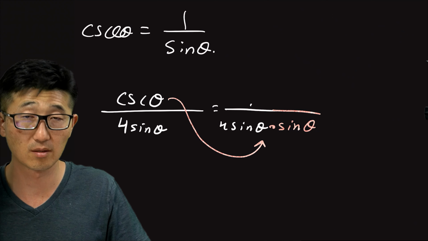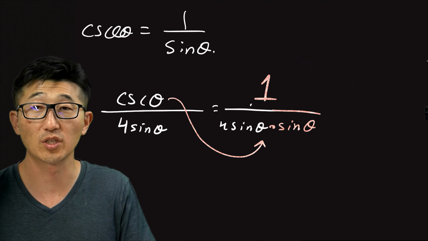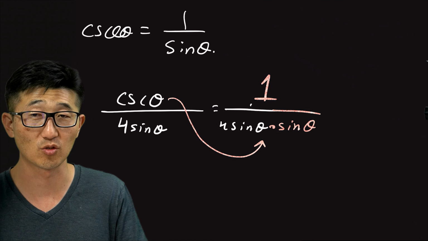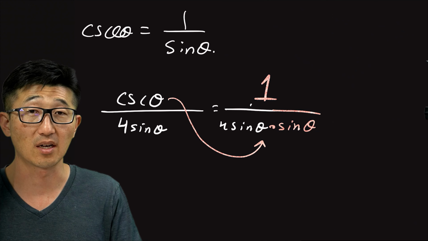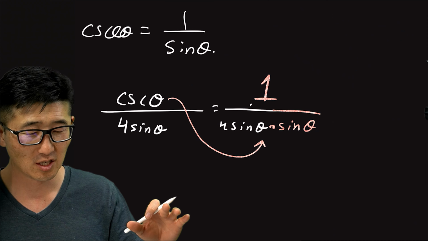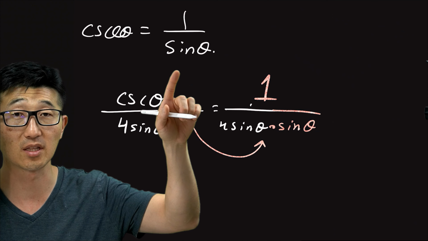For the top, would you just leave it blank or would it be 1? Technically it'll be 1. There's always a 1 when there's nothing. You don't want to put a 0 there, or else it turns everything into a 0. Okay. So this is the way you want to do it. It'll be much easier as opposed to always rewriting it as 1 over sine theta.